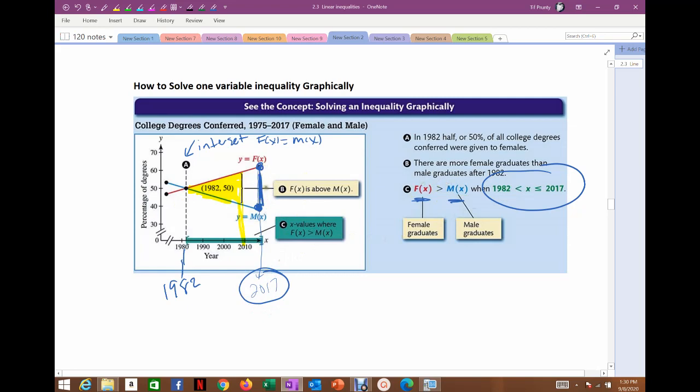Well, it's bigger than it at the end here. This is obviously bigger than this at this point. Here, they're equal. We don't want equal to, so I don't include 1982, but 1982 is where we're starting. From 1982 and beyond, everything after that up to 2017, the function f of x is greater than the function m of x. All right, so that's my answer. I want everything between 1982 and 2017.